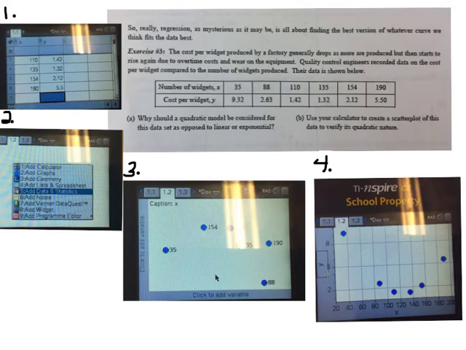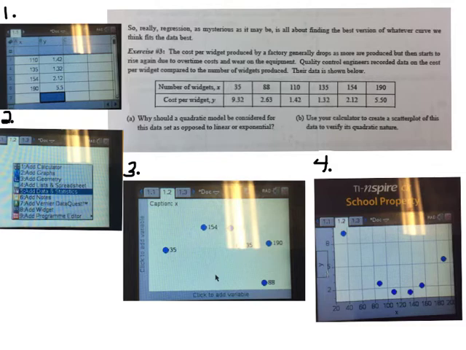Let's go to exercise number 3. Talk about quadratic modeling. The cost per widget produced by a factory generally drops as more is produced, but then starts to rise again due to overtime costs and wear on the equipment. Quality control engineers record data on the cost per widget compared to the number of widgets produced. Their data is shown below. Why should a quadratic model be considered for the data set as opposed to a linear or exponential?